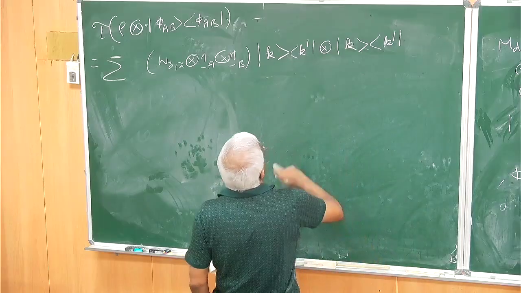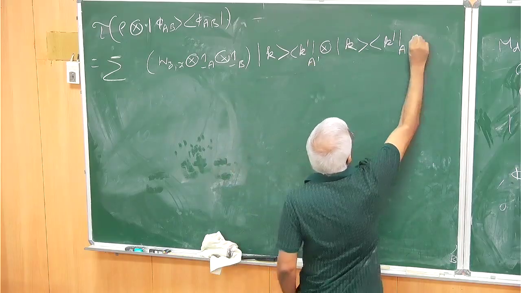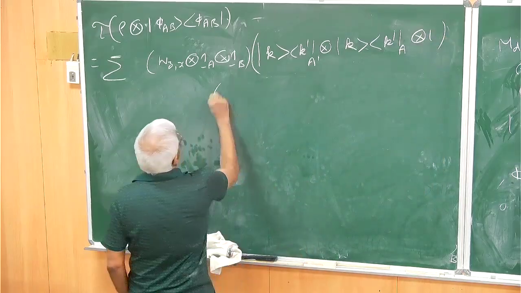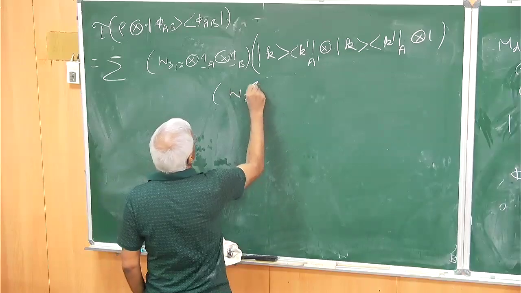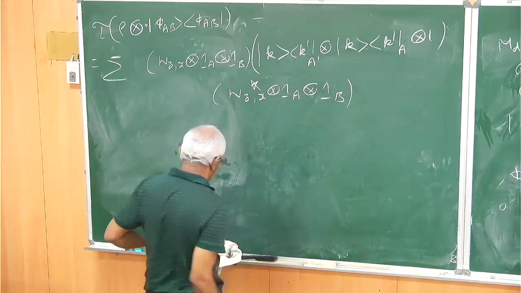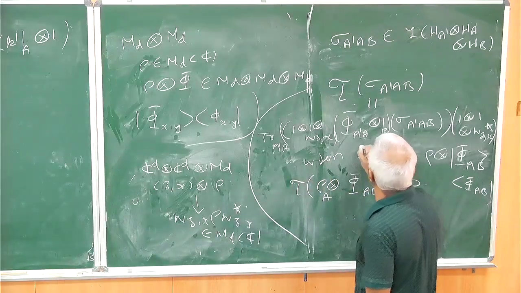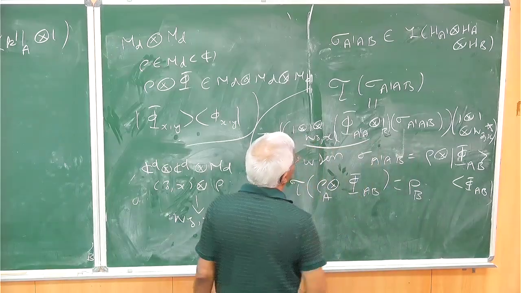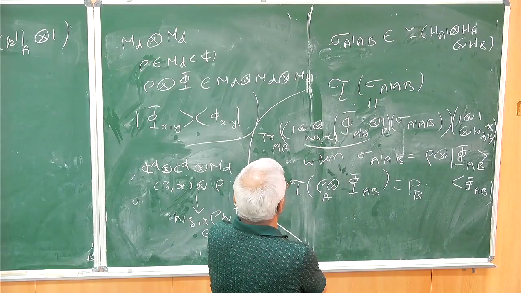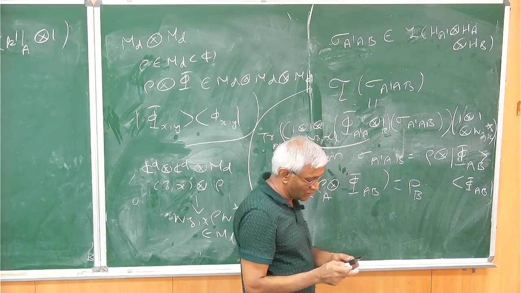So this is in A prime, this is in A tensor 1. This is one vector. And W ZX star tensor on A, tensor 1. This is what this is. Oh, sorry, there's something wrong. I'm sorry, you should have said that.